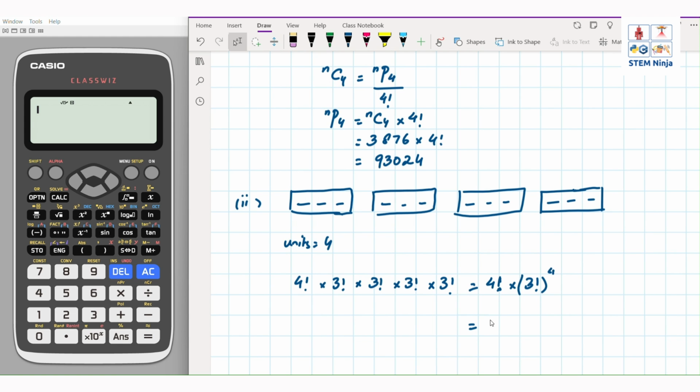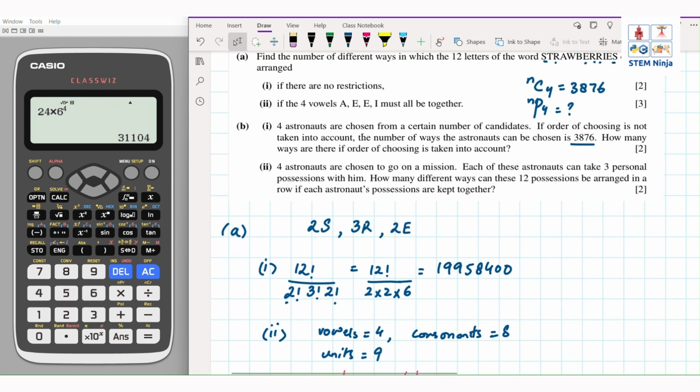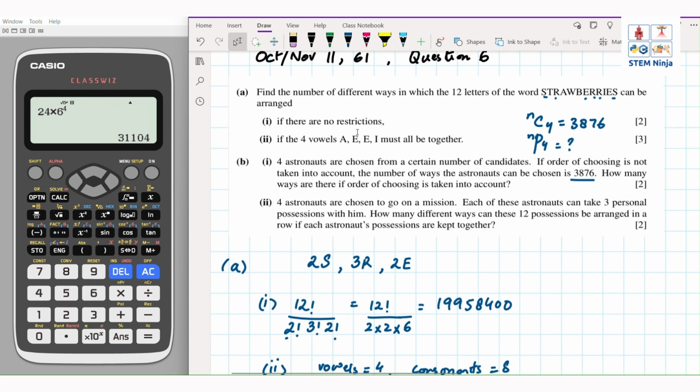So 4 factorial is basically just 24, and 3 factorial is 6, so 6 raised to power 4. How is 4 factorial? 4 times 3 times 2 times 1. So 24 times 6 raised to power 4, we get 31104. And that's your question. Now let's see the 6-2 variant.